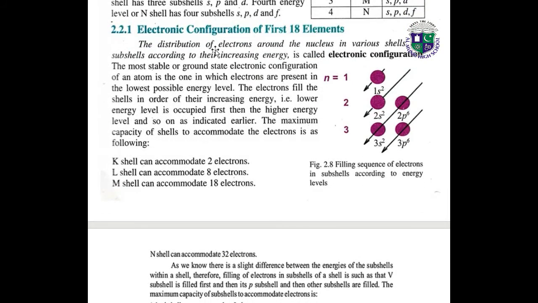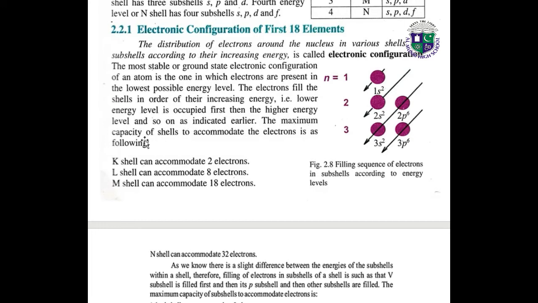The distribution of electrons around the nucleus in various shells and subshells according to their increasing energy is called electronic configuration. The most stable or ground state electronic configuration of an atom is the one in which electrons are present in the lowest possible energy level. The electrons fill the shells in order of their increasing energy. The lower energy level is occupied first, then the higher energy level, and so on.